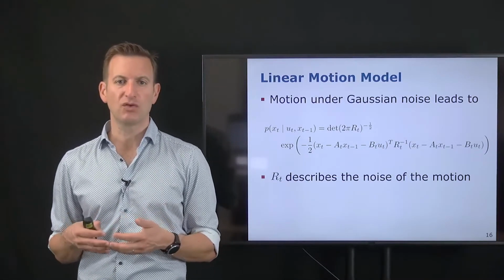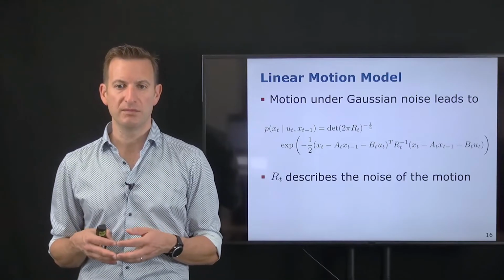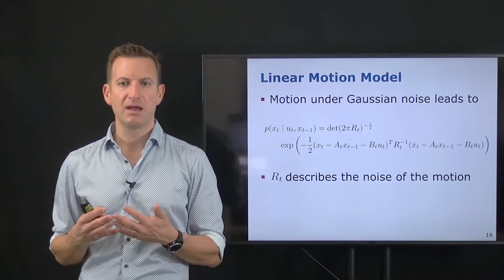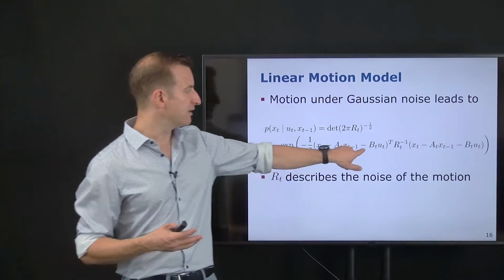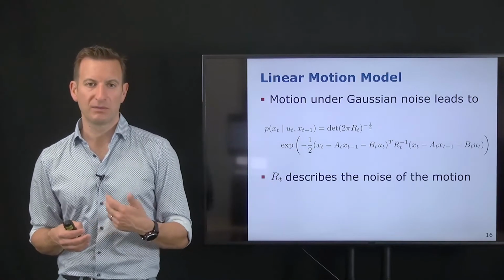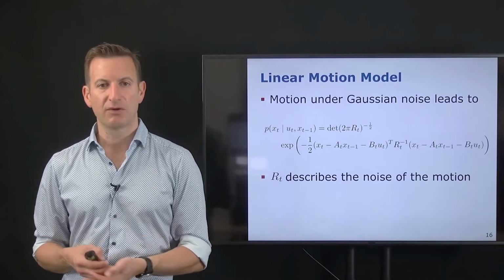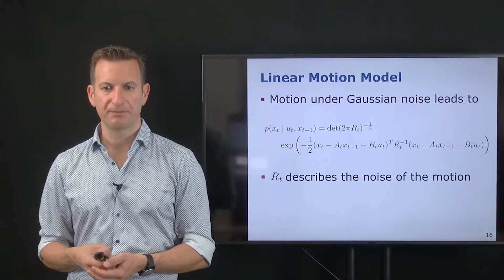So how much noise do I add to the motion? And so this is then my probability distribution, which is Gaussian and incorporates the linear model in order to tell me how the system advances from t minus 1 to t.